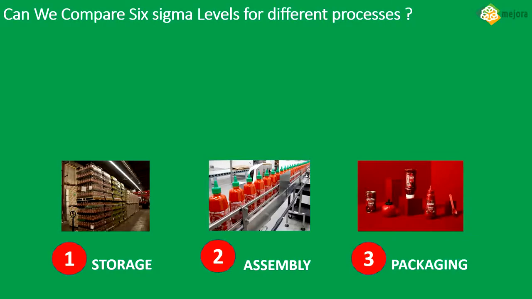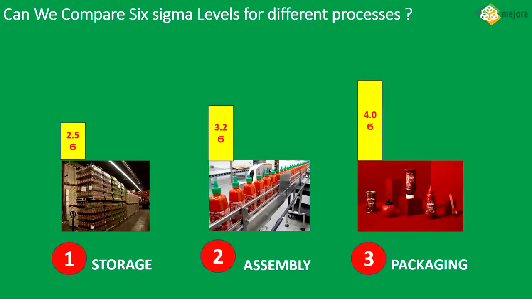So for example, if the storage has a 2.5 sigma level, as we move on in this course you will understand what 2.5 sigma means. You can also relate to the last video, and the link is given in the description, where you can understand how to calculate 2.5 sigma. However, suppose the storage process has 2.5 sigma, assembly has 3.2 sigma, and packaging has 4.0 sigma.